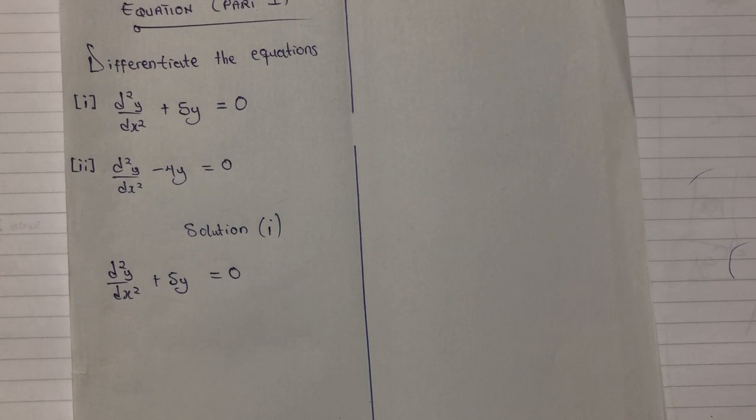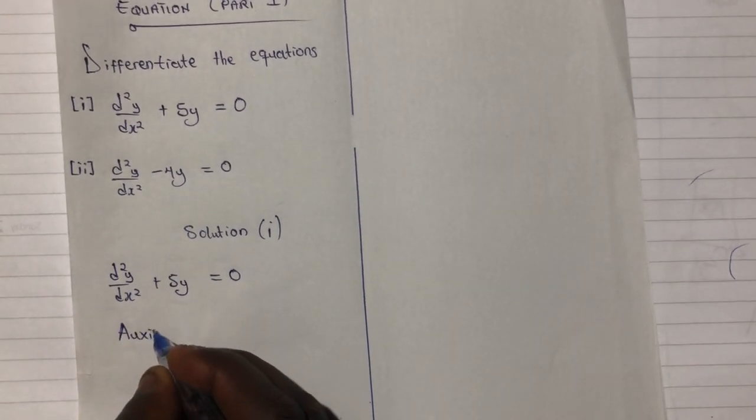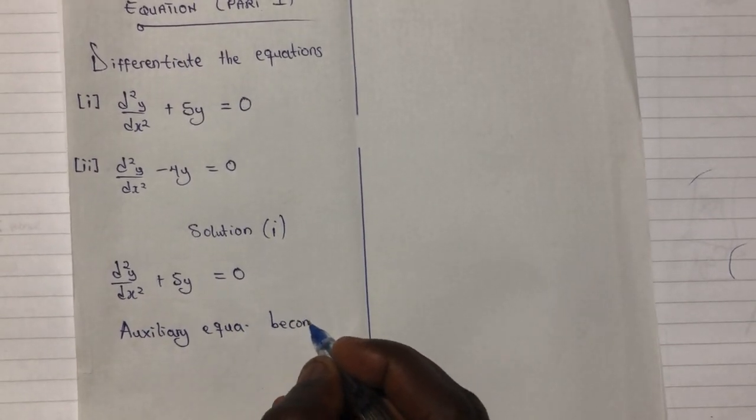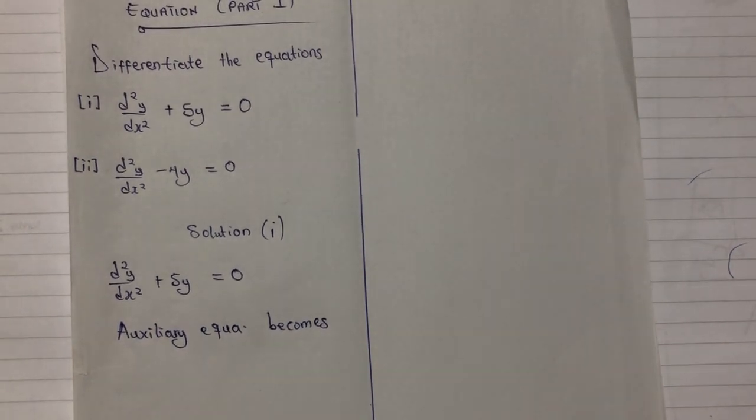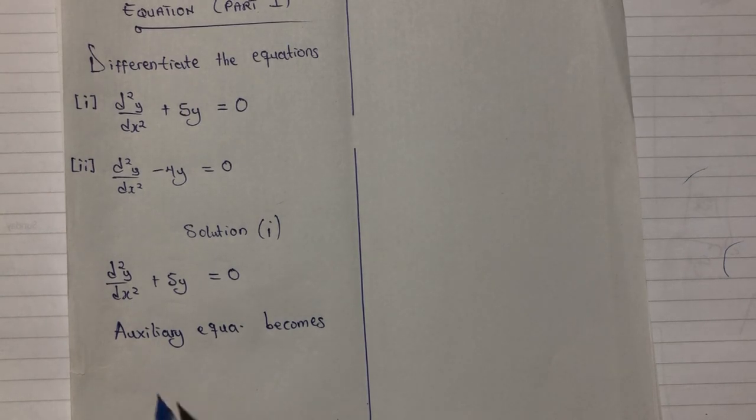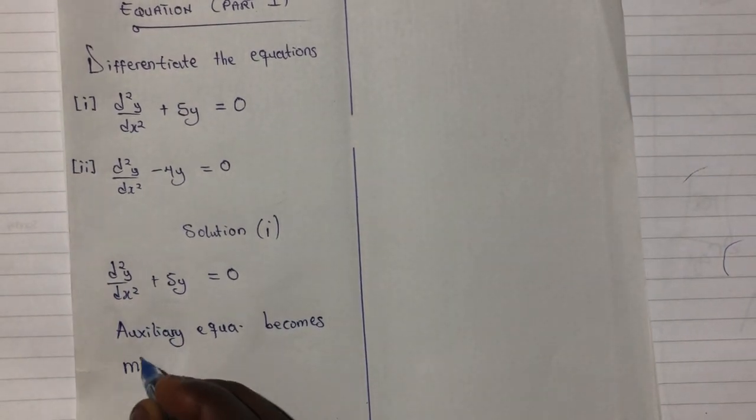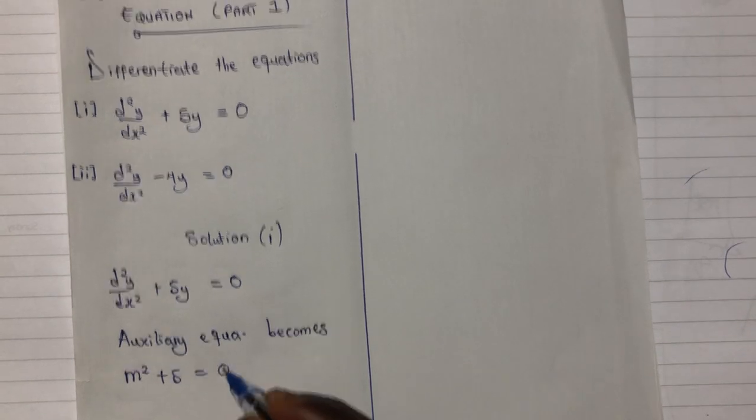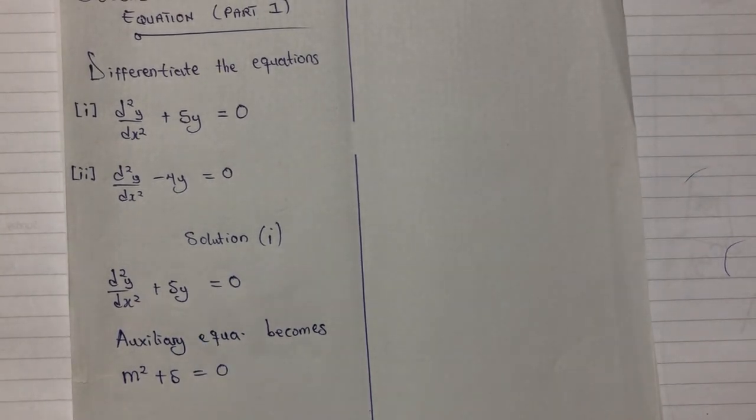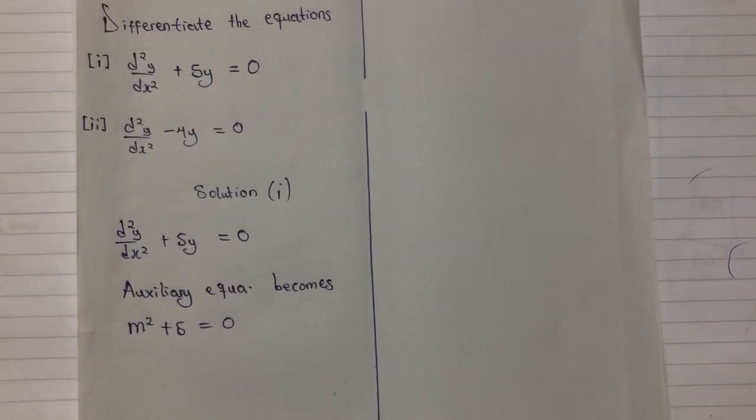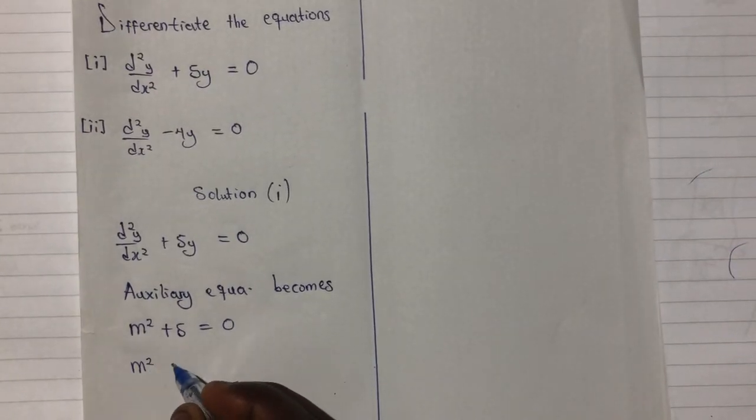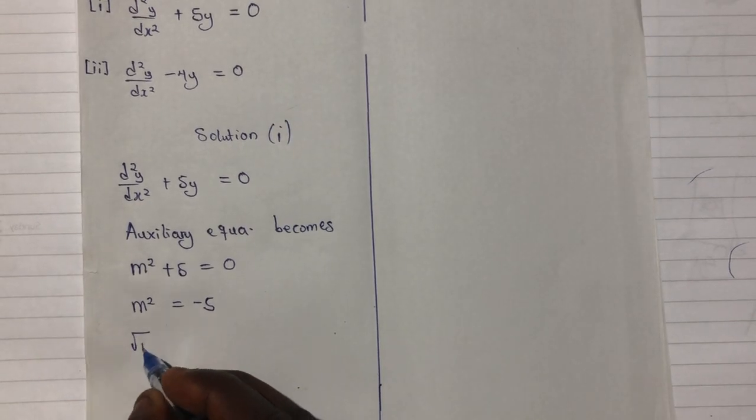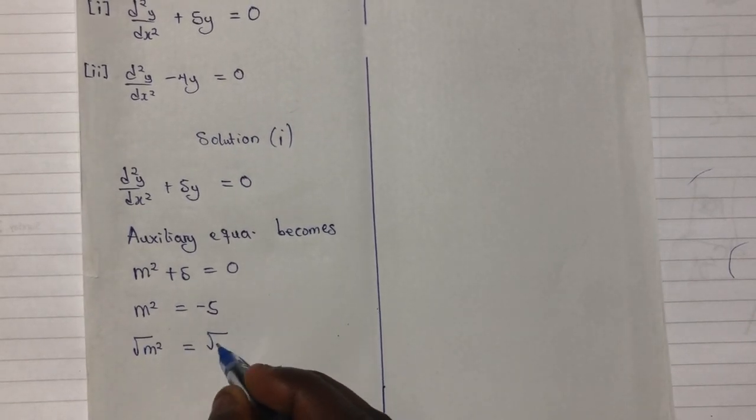So we generate what we call the auxiliary equation. We represent the variable m with the auxiliary equation. So this is m squared, which is second order, plus 5 equals 0. You don't bring the y. If you already watched that video, you will understand. So this becomes m squared equals minus 5, since we need m, and the root of m squared equals the root of minus 5.